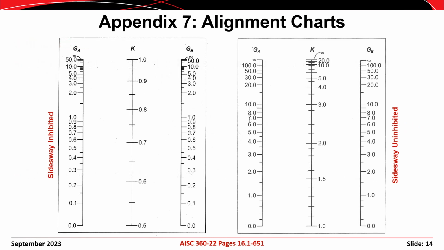The general approach is to calculate a G value for the top of the column and a G value for the bottom of the column. Then you would use one of the two alignment charts to pick a value of K that is used for design. Suppose that you were considering a column in a moment resisting frame where G at one end of the column was 1.5 and G at the other end of the column was 3.0. In this case, you would use a straight edge to construct a line between those 2 points on the alignment chart, and then you pick K that is used for the design of the column. So in this case, you would use a value of K equals 1.62.